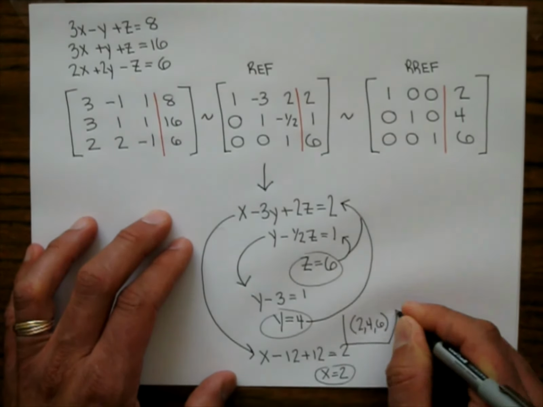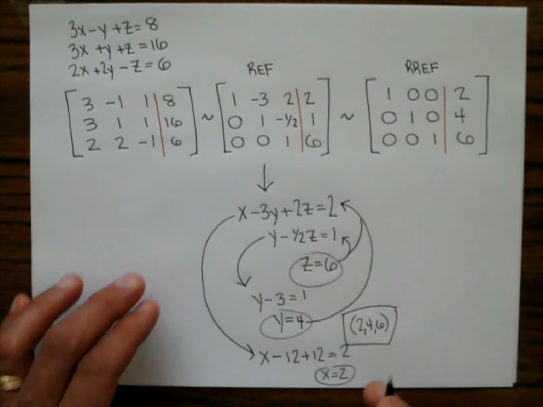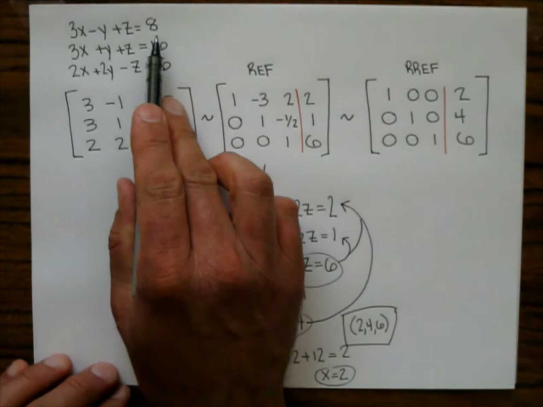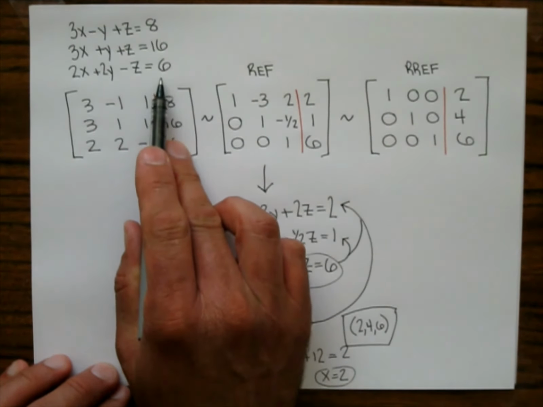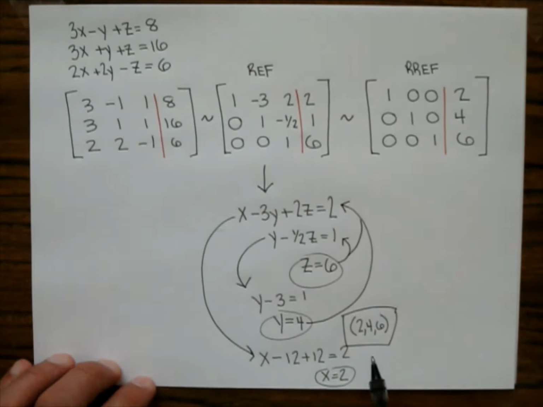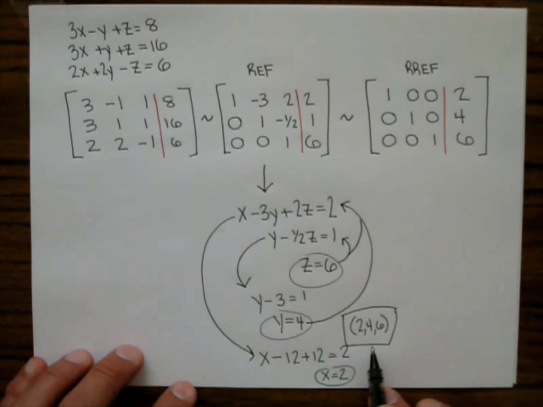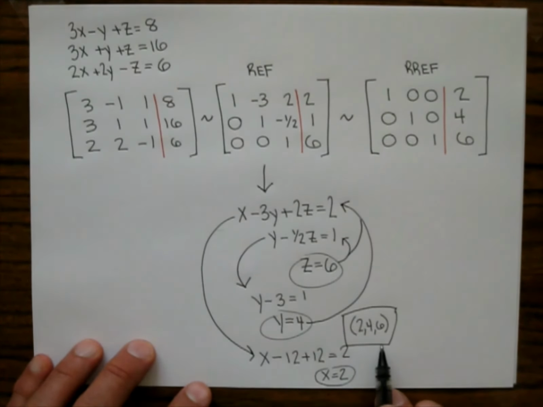For my final answer, this linear system is non-homogeneous because there's not all zeros there. It's consistent, and it has one solution. So it's independent, has one solution, and that solution is x equals 2, y equals 4, z equals 6, or 2, 4, 6.